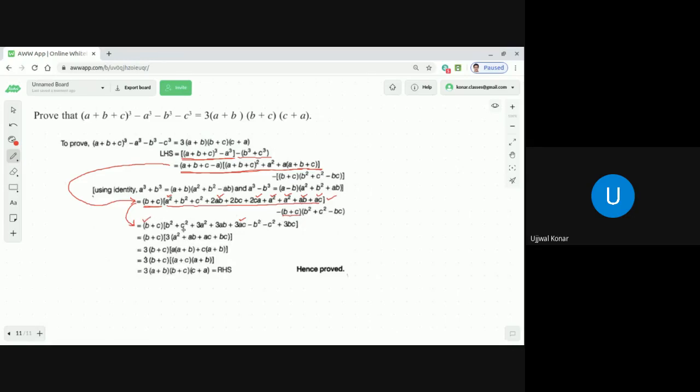And you need to write the entire thing. Then what will we get? Minus b square minus c square plus 3bc. Why 3bc? Because here is a 2bc, and here minus of minus bc is bc, so 3bc. So we get this one. Dear students, you need to do it in your hand.